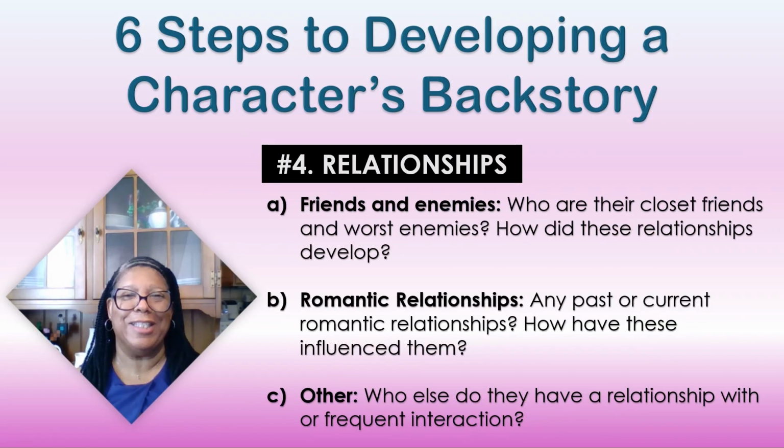Number 4 is relationships. Friends and enemies. Who are the closest friends and worst enemies? And how did these relationships develop? Romantic relationships, any past or current romantic relationships, and how have these influenced their behavior? And who else do they have relationships with or frequent interactions? This also can show you why the character that you created acts a certain way.